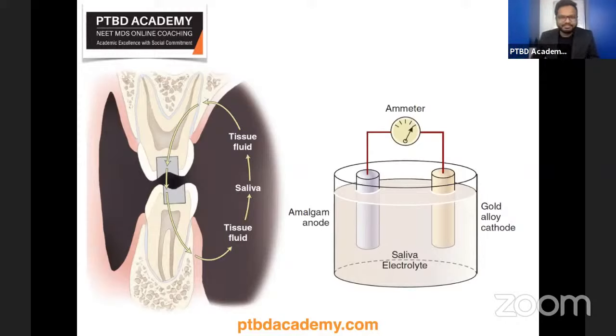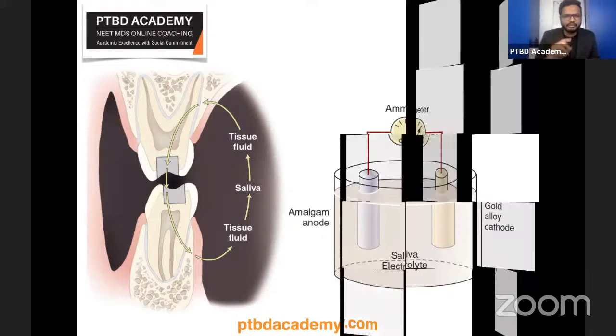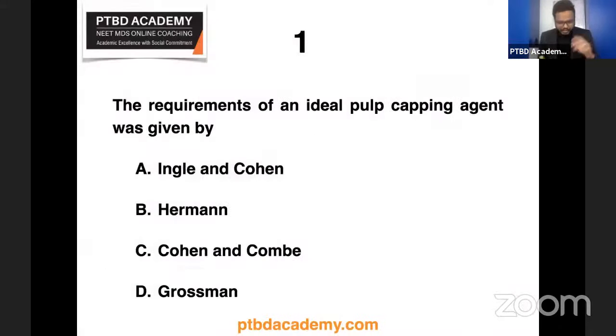Very good. Now let's move on to our first question in Endodontics quick revision class. So try answering this. The requirements of an ideal pulp capping agent was given by Engel and Cohen, Herman, Cohen and Kuhn, Grossman. So which one do you think is the right answer?